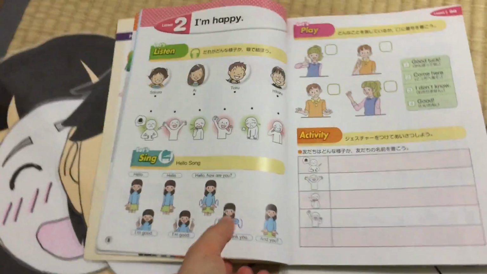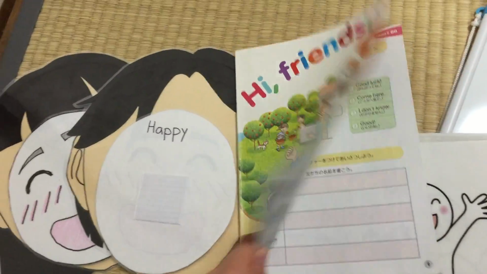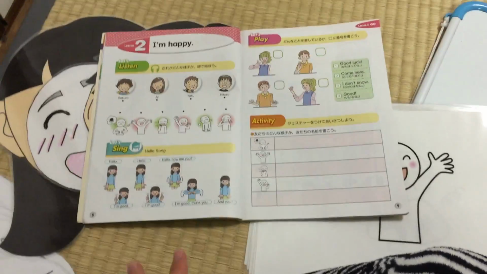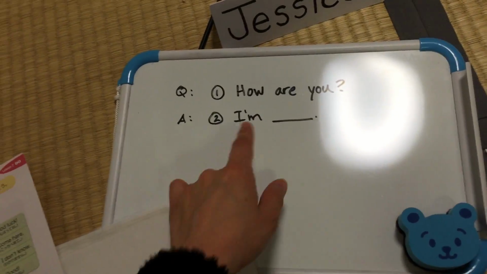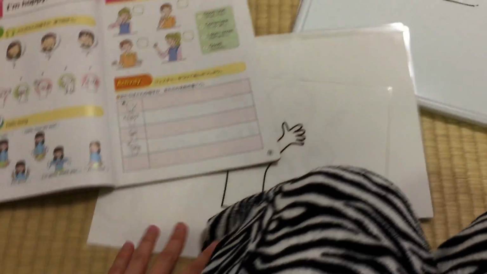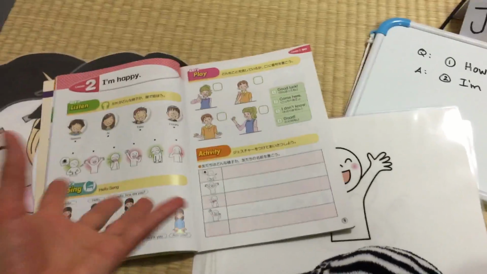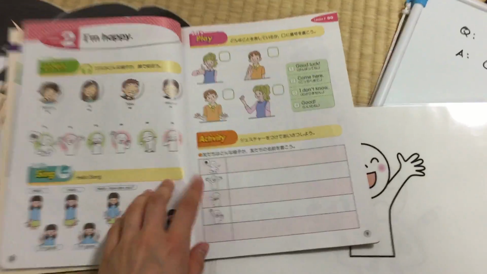Okay, hello everyone. So this is another lesson that I wanted to share with you guys. This is an elementary grade 5 lesson. It would be in the Hi Friends 1 textbook, and it's lesson 2, I'm happy. Now, this lesson is basically the grammar point, how are you? I'm blah blah blah. And this one was actually really fun because you can be super expressive and get the kids to be super expressive.